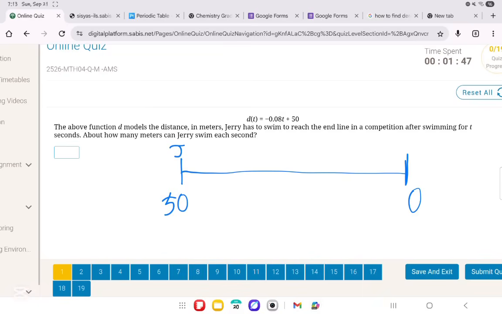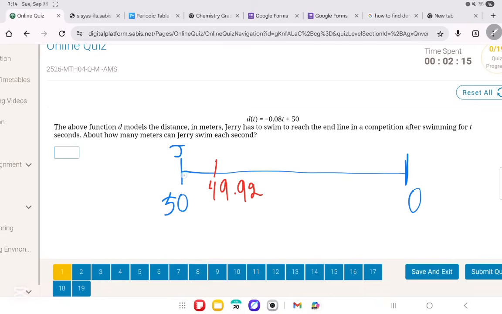Perfect. They said, about how many meters can Jerry swim each second? Very simply, if you were to substitute in the equation minus 0.08 times 1 plus 50, you would get 49.92. But in reality, in 1 second, does he swim 49.92 meters? That's very impossible, by the way. He'd be inhuman if he was swimming this fast.